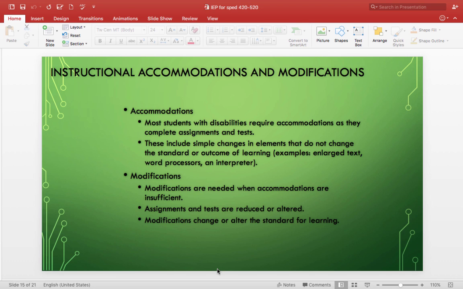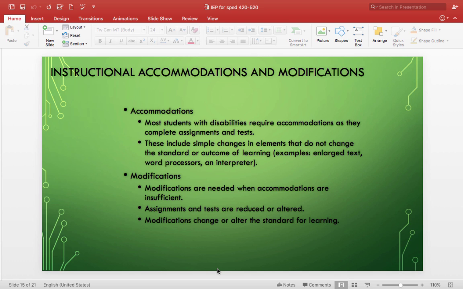So accommodations, we have to look at what kinds of accommodations or modifications they are going to be using or needing. And this could be a simple change in how it's delivered, or it could be a shortened assignment as needed. So enlarged text, word processors, we might need an interpreter.